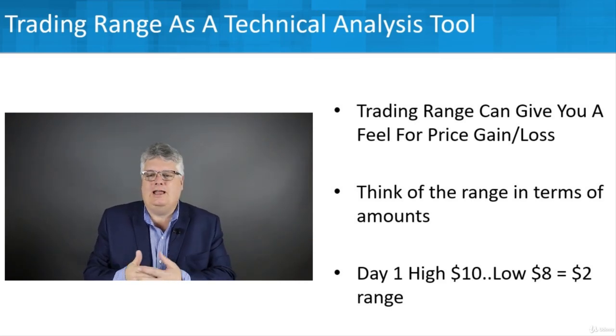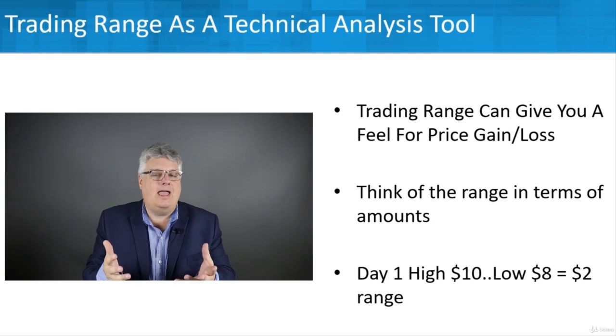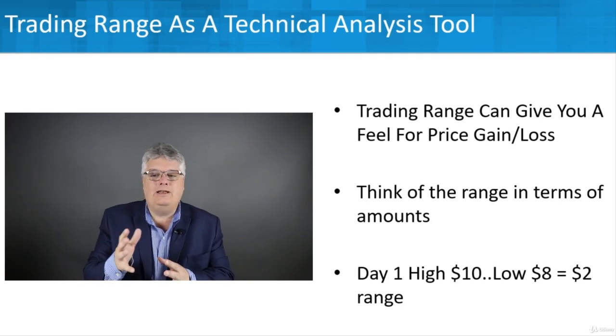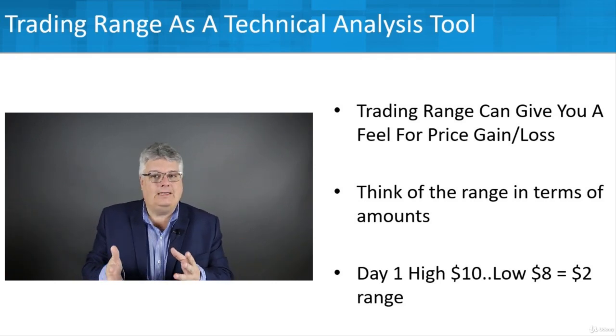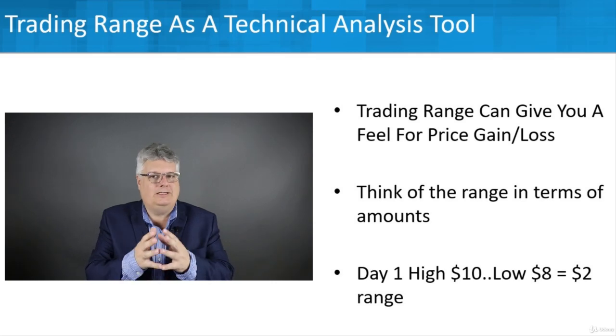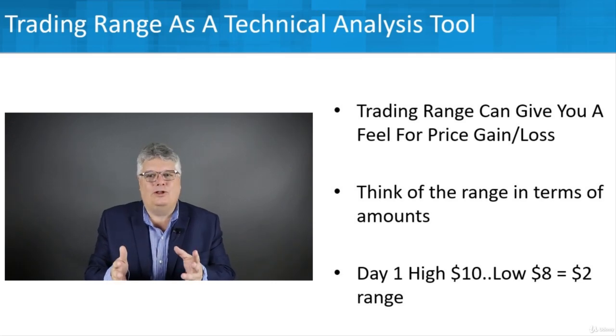So if we use, let's say, on day one, something had a high of, well, we'll use dollars as an example, $10, and had a low of $8, using absolute terms, we would say it would have a $2 trading range, right? 10 minus 8, for example, very simple. So that will give you an idea of potential profit around there.